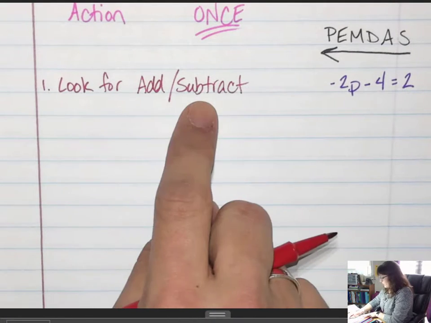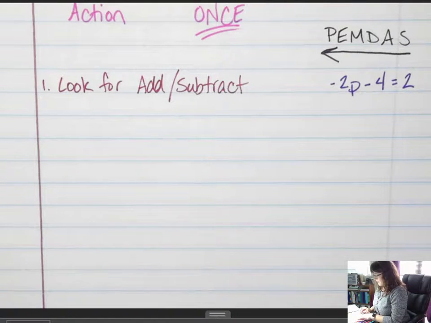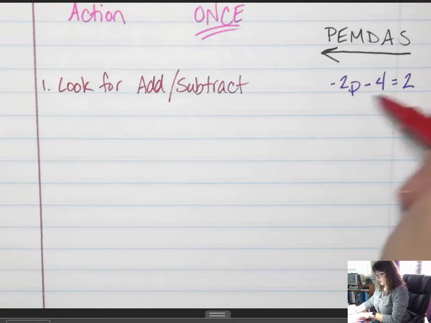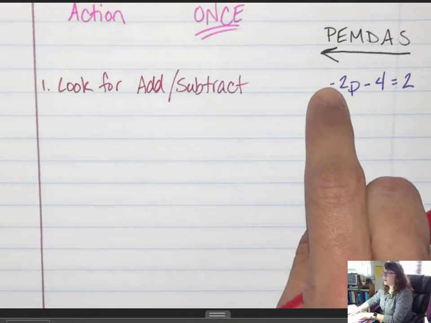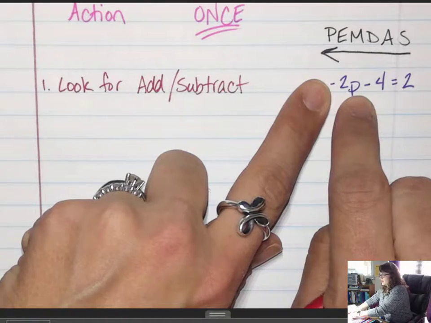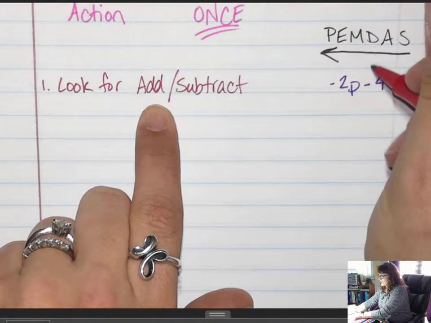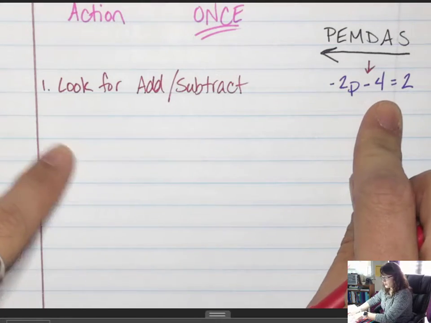So what is the adding or subtracting that you see in this equation? Negative 4. So that's why I picked this one. I see a negative here, but this negative 2's relationship is being multiplied. So the adding and subtracting is right here. So they're minusing 4.